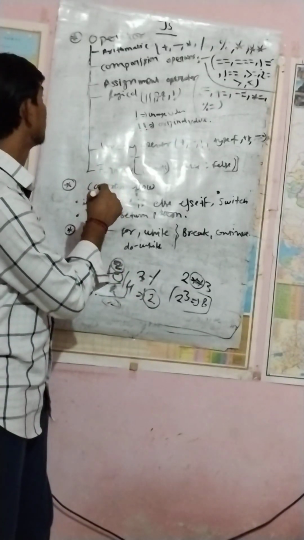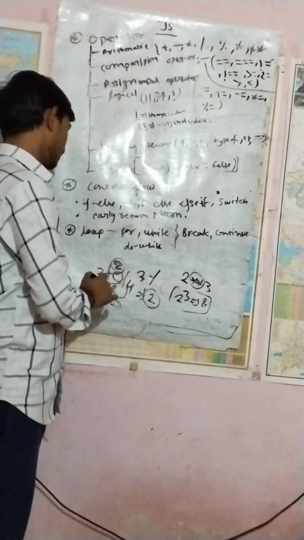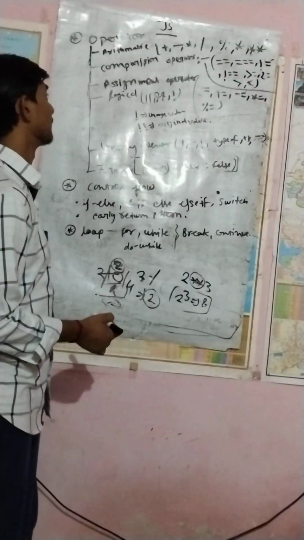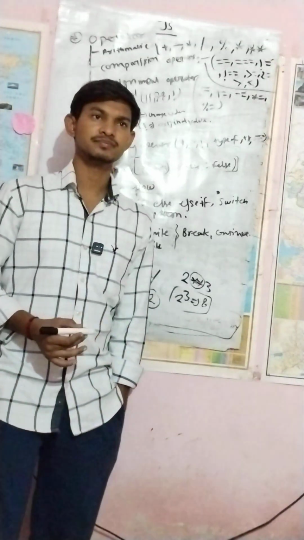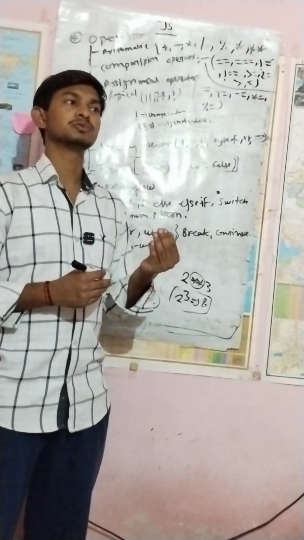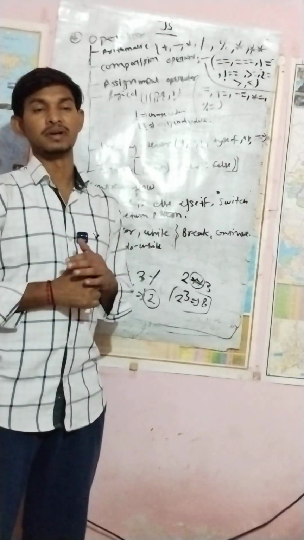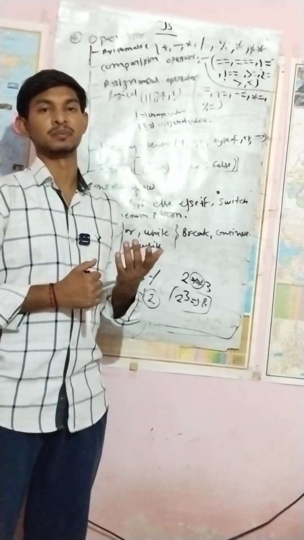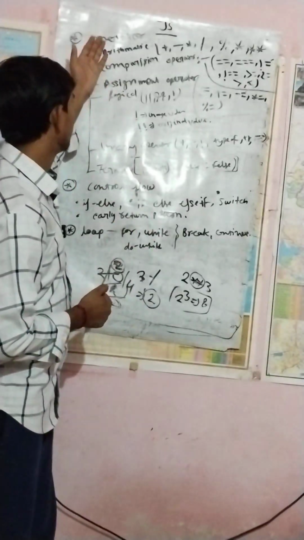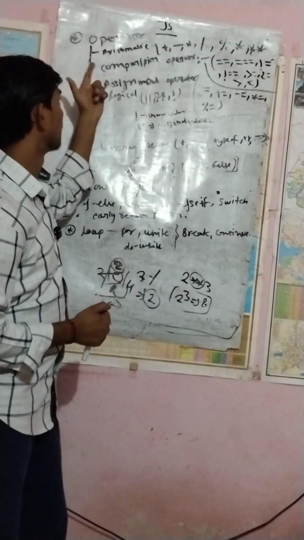Here I have mentioned the operators, control flow, and loops. Now let's understand the operators. An operator means anything that performs a certain task between two variables. It could be addition, subtraction, multiplication, and modulo as well. Here several kinds of operators are written.